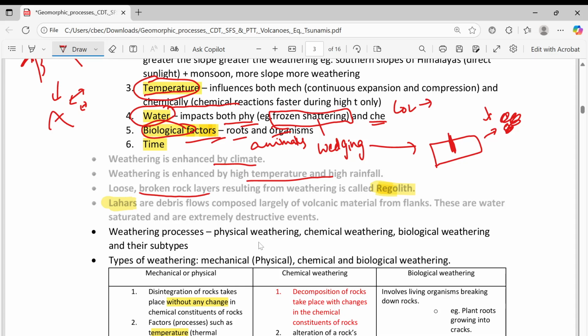Loose broken rock layers are called regolith. This will be read in the soil profile. Then lahars are debris flows, largely of volcanic material, from the flanks.